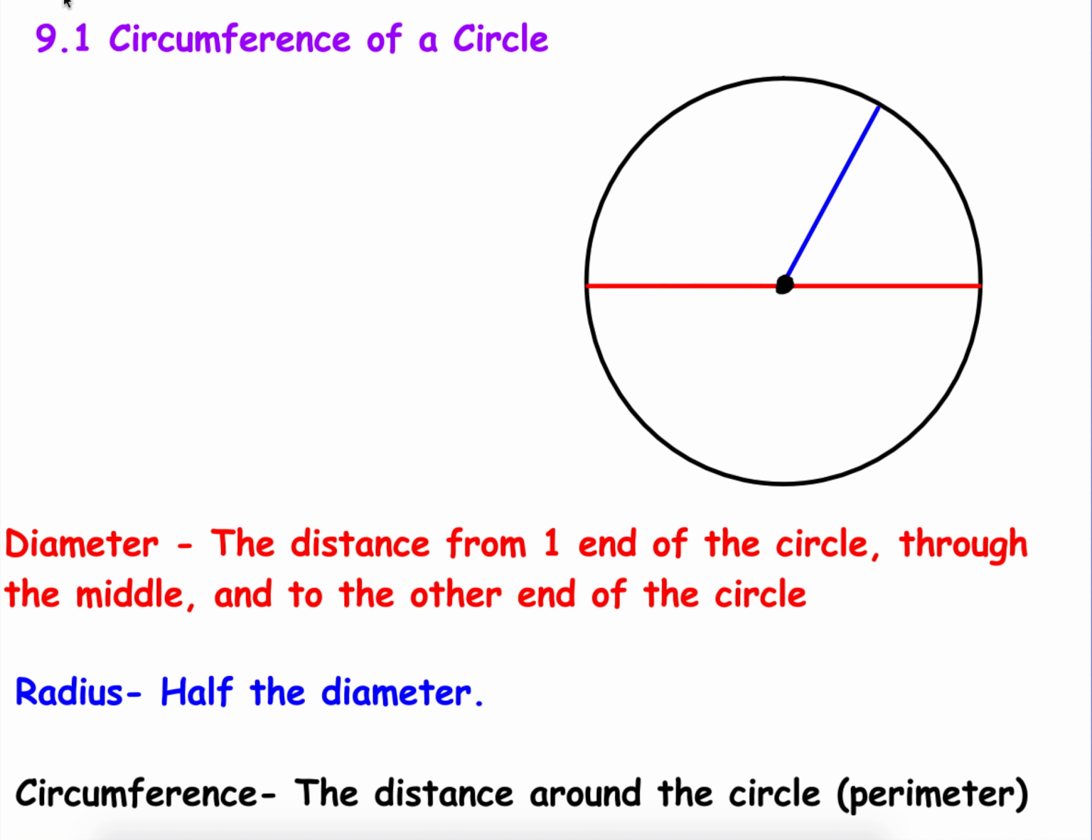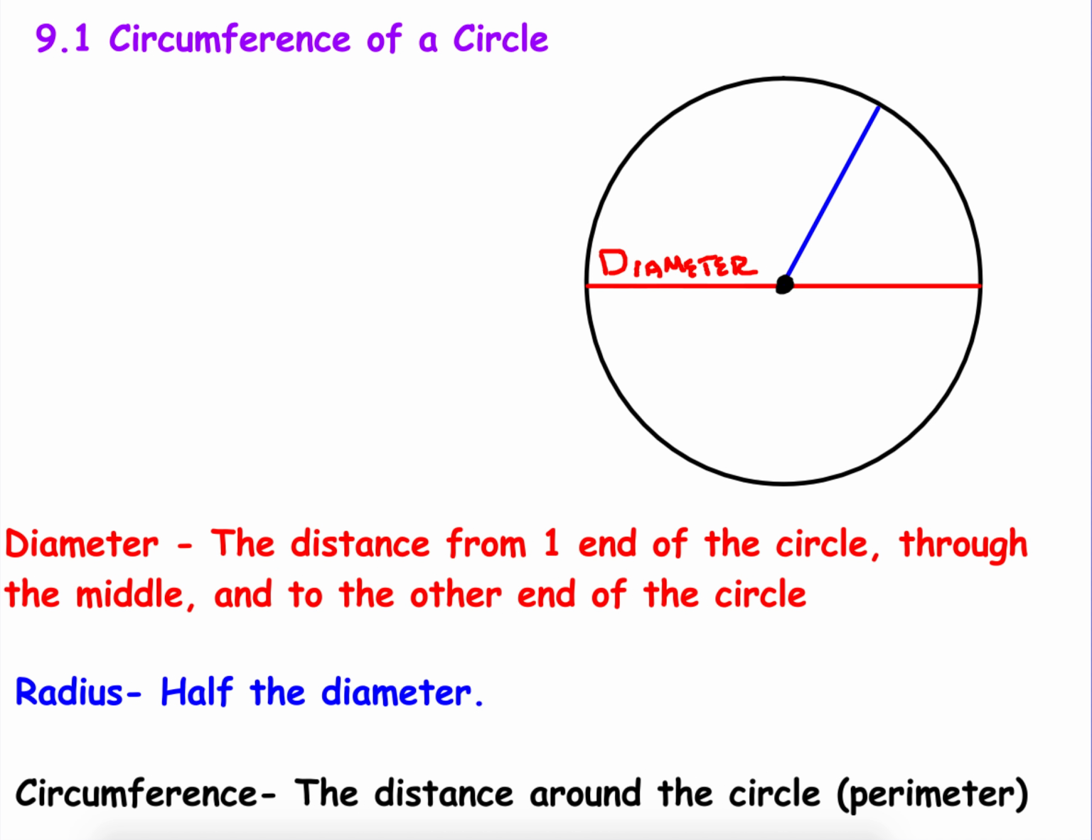If it was something like this, let me draw an example. If I had this line, that's a straight line that goes from one end of the circle to the other, but it doesn't go through the middle. So that would not be a diameter. The diameter is important because we use it to help us find circumference and sometimes area. We'll talk about that in another video. So it's important to be able to identify the diameter.